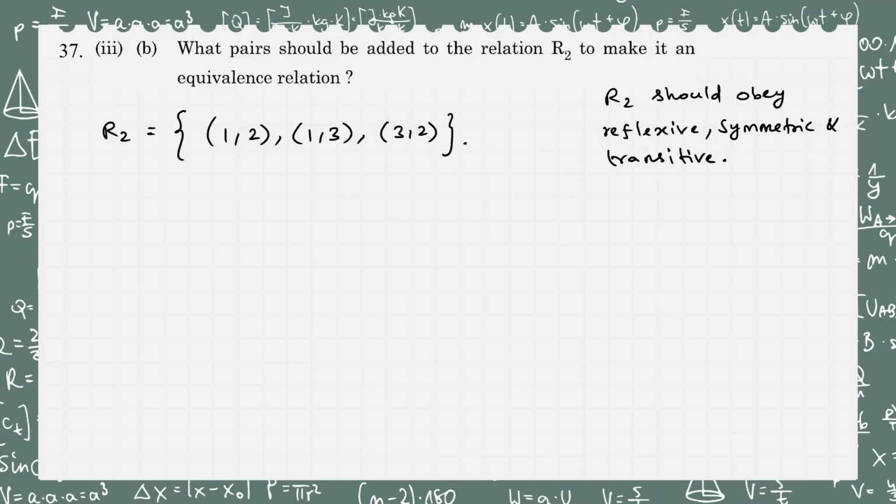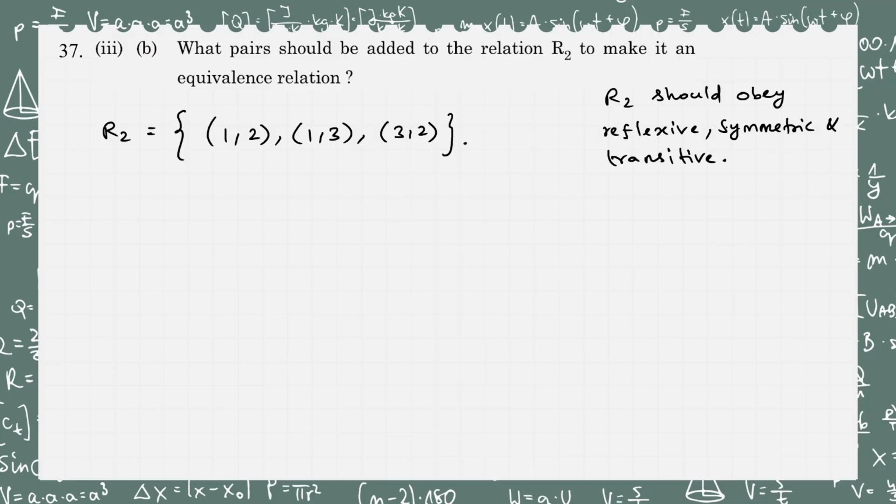As you can see, R2 satisfies transitive already, correct? Because (1,3), (3,2) is the only pair we can take and it will give you (1,2). So no need to worry about transitive property, it's already obeying. But if you want to make R2 an equivalence relation, it should satisfy reflexive property.